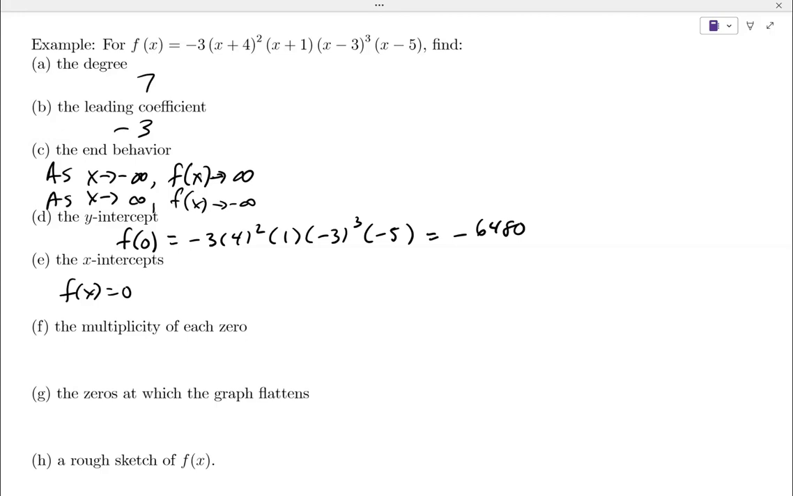Okay. So what makes the first factor 0? -4. What makes the second factor 0? -1. The third factor 3, and the fourth factor 5.